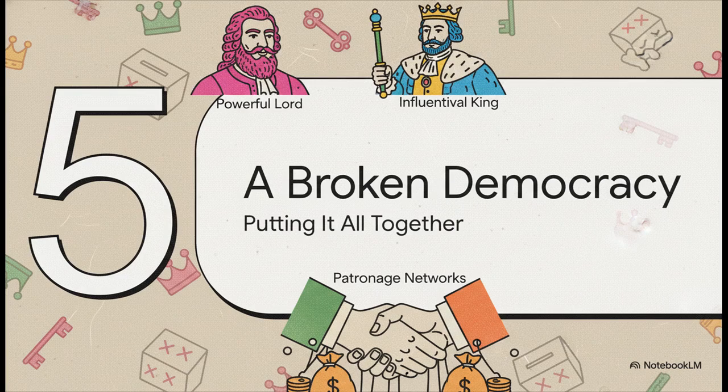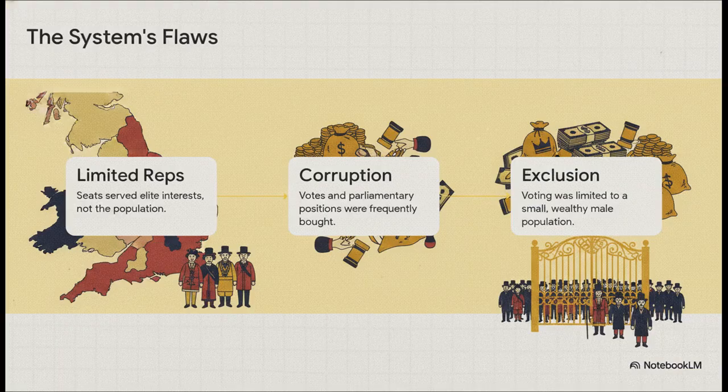So, when you put all these pieces together, the all-powerful lords, the influential king, the networks of patronage, this insane electoral system, what do you actually get? Well, this system was fundamentally broken in 3 core ways. First, representation was a joke, with huge chunks of the country just completely ignored. Second, corruption wasn't a problem in the system, it was the system. And third, the right to vote itself was designed from the ground up to exclude almost everybody.